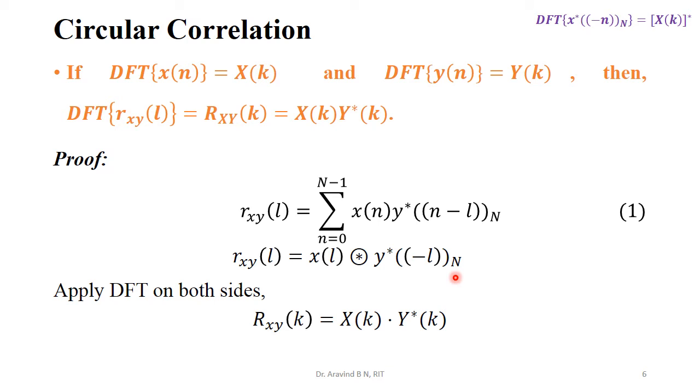Now it is known that convolution in time domain is equal to multiplication in frequency domain. Therefore, by applying the DFT on both sides, we are going to get Rxy of k will be equal to X of k into Y conjugate of k. This is the circular correlation representation.